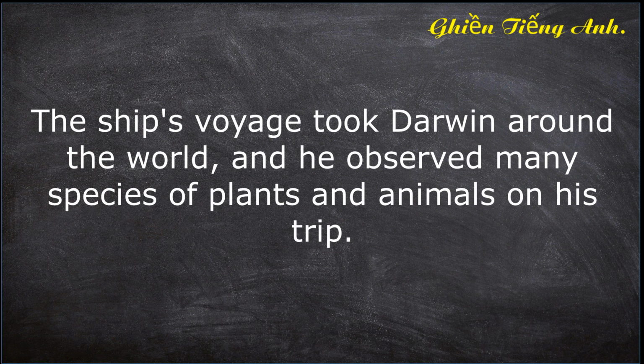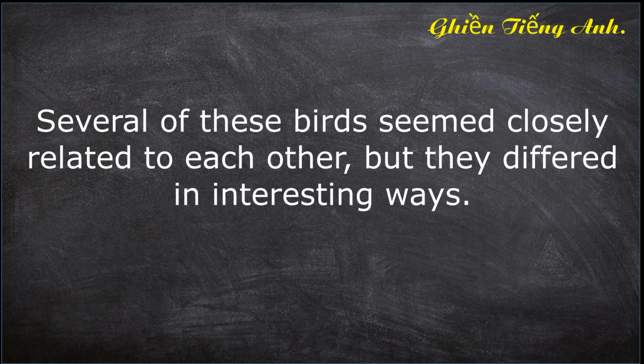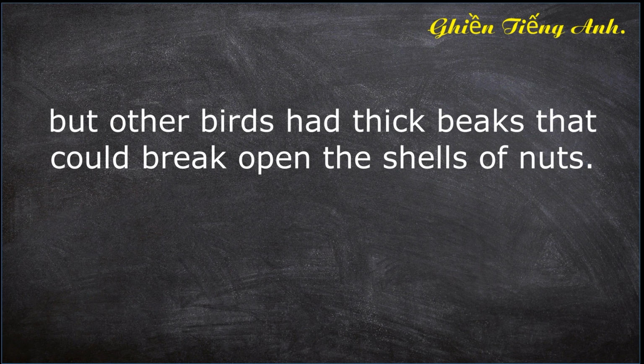The ship's voyage took Darwin around the world, and he observed many species of plants and animals on his trip. In one place near South America, known as the Galapagos Islands, Darwin observed many unusual species of birds. Several of these birds seemed closely related to each other, but they differed in interesting ways. For example, some birds had long beaks that could reach insects hidden in the bark of trees, but other birds had thick beaks that could break open the shells of nuts.